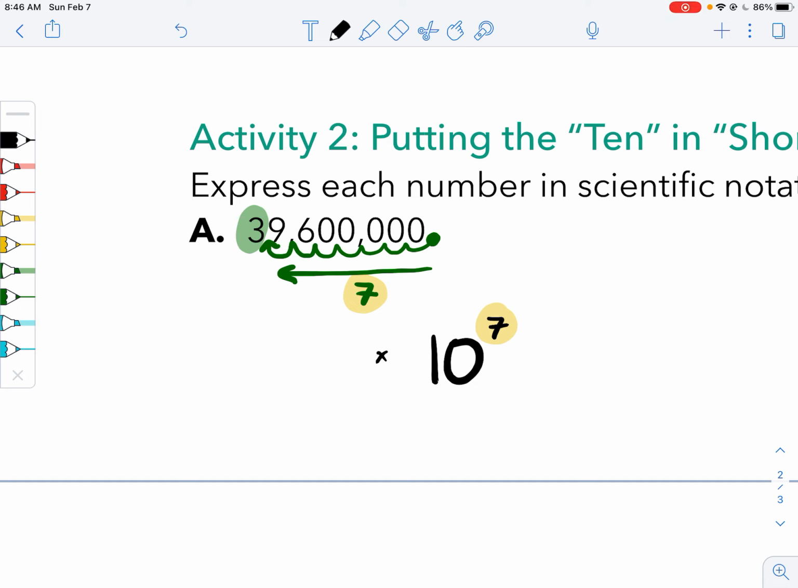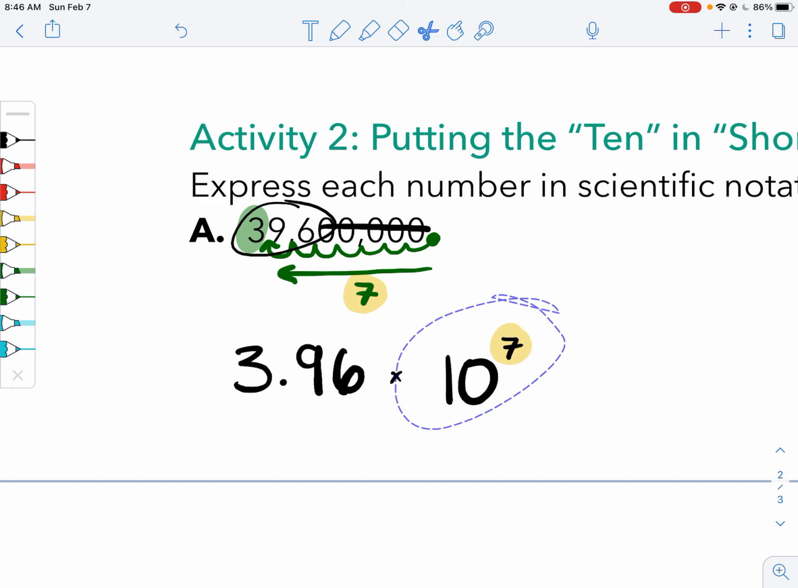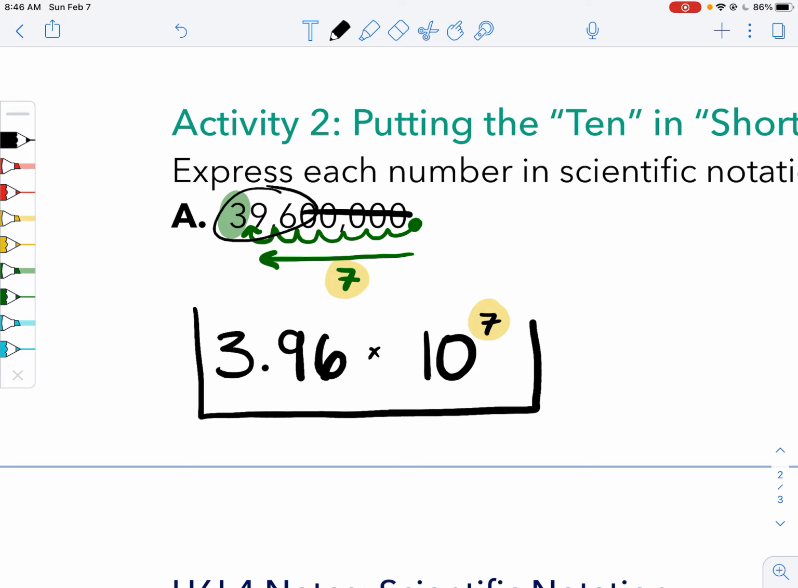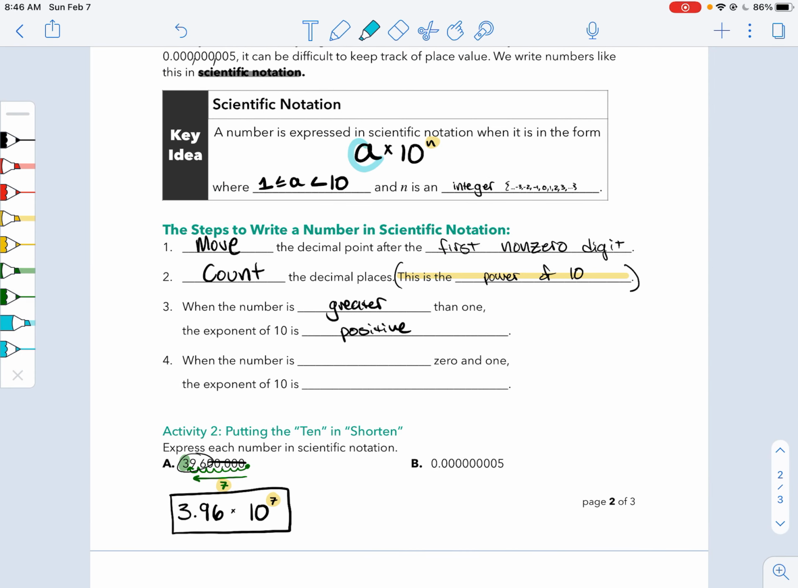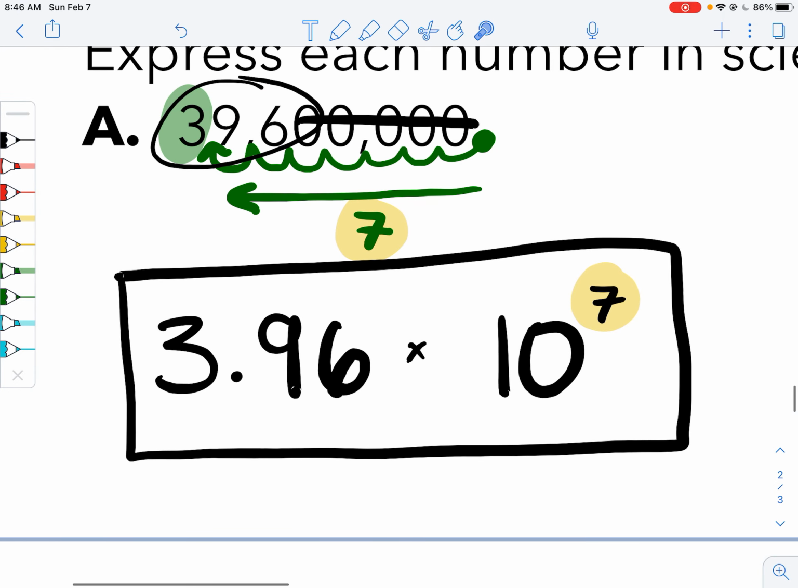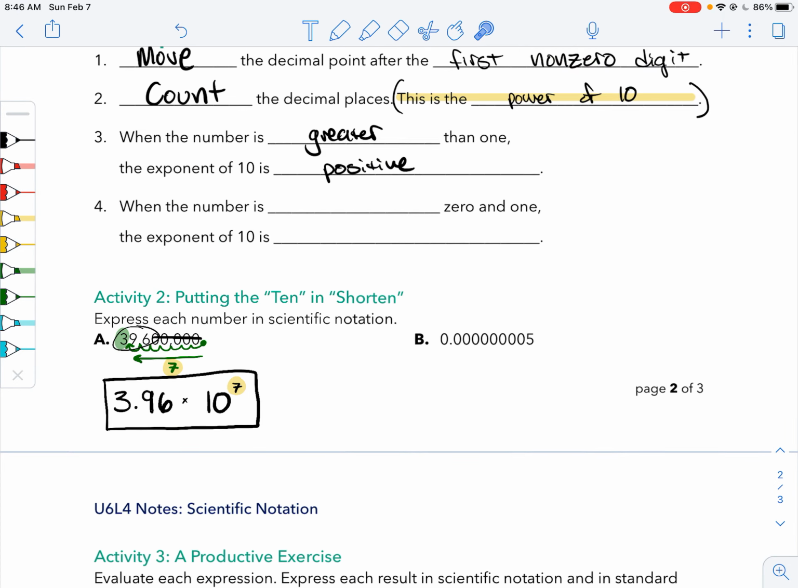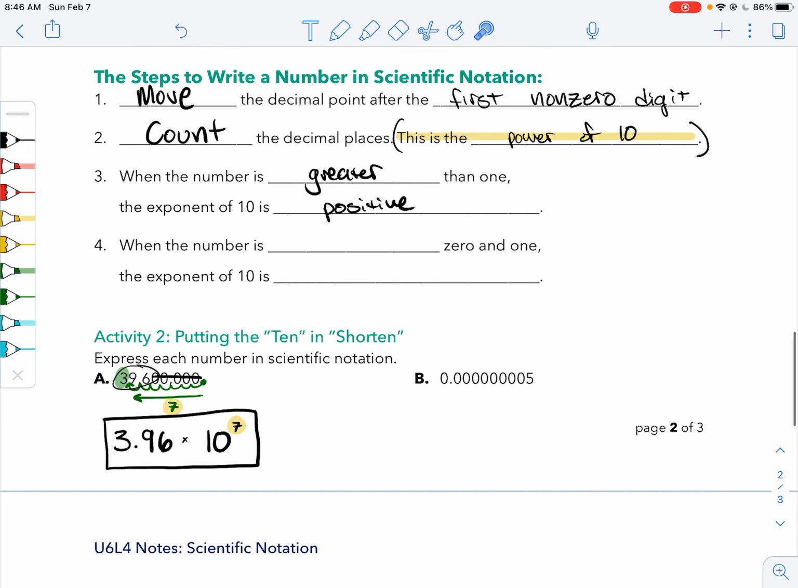It's positive. So forgetting all the zeros, we're just going to leave those alone. What number are we left with? We've got 3.96. So putting this number in scientific notation gives us 3.96 times 10 to the positive 7. Now here you can tell we've got some number A, and A is between 1 and 10, right? 3 is certainly between 1 and 10. There you go. So we did it. Oh, I forgot the last blank.